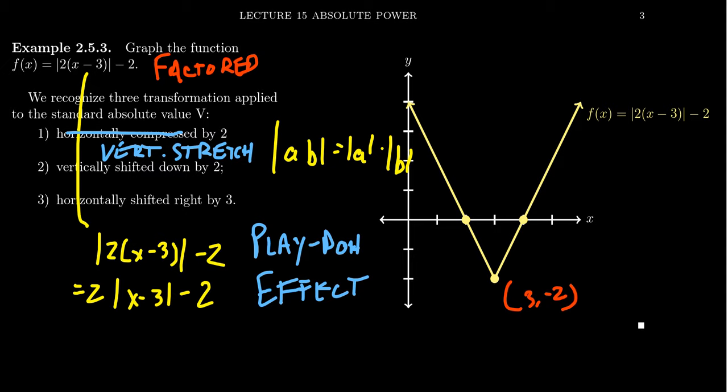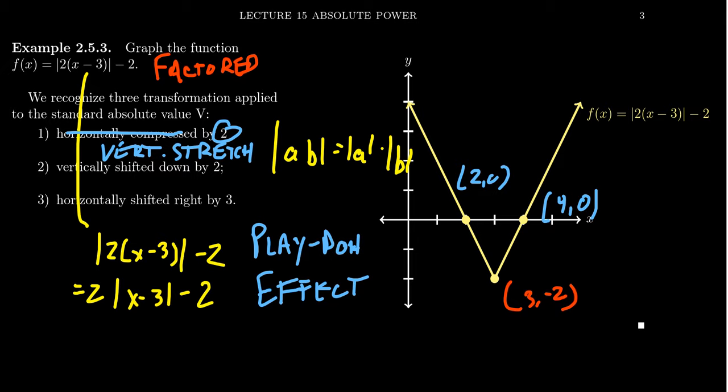This Play-Doh effect doesn't affect every single function, but it turns out absolute value is made out of Play-Doh. Did you know that? Because compressing it horizontally is the same thing as stretching it vertically. And so with that in mind, we could then think of this as a vertical stretch by a factor of two. And so like the last example, it has a rise of two, run of one. However you want to do it, you're going to find this second point. For me, the second point would be (4, 0). And then by reflection on the other side, you're going to get (2, 0). That's if you think about it as a vertical stretch.